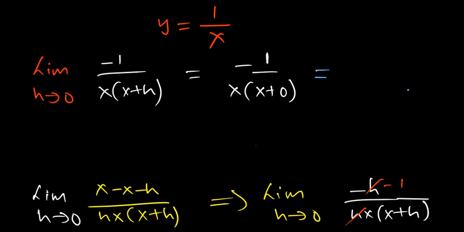And then that's just going to be negative 1 over x multiplied by x, which will just be x squared. So that should be your answer. You can actually prove that by the power rule.